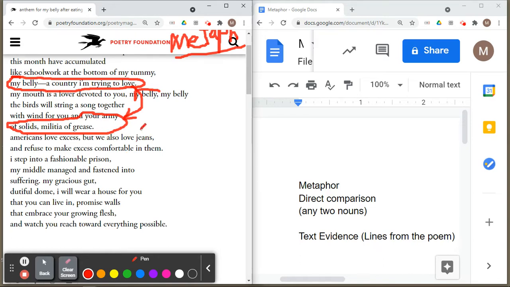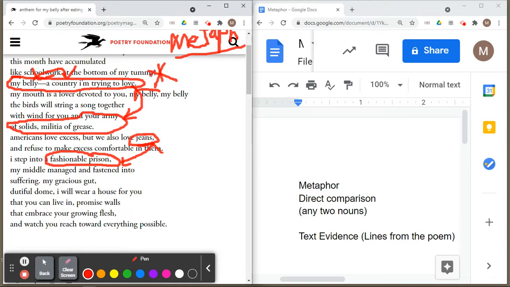Then we also see another comparison where she looks at jeans. And Americans love excess, but we also love jeans. And then it says, I step into a fashionable prison, my middle managed and fastened into suffering. So you manage to kind of get your belly into those jeans and fasten them. And so in this case, jeans are being compared to a fashionable prison. And so we've got that metaphor here. So we've got jeans and prison, belly and country, and then, just kind of thinking about the militia and the Greece. I like these two for sure.